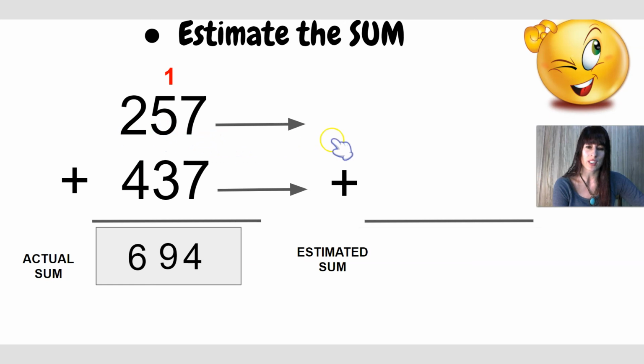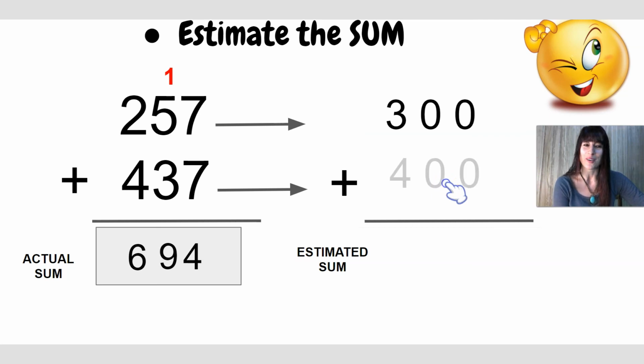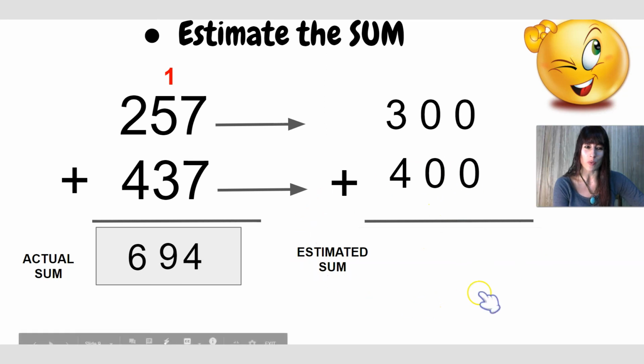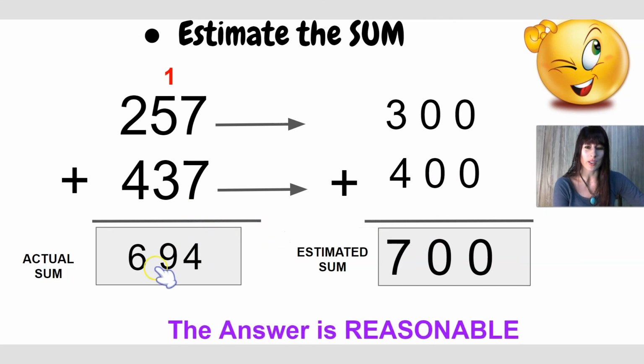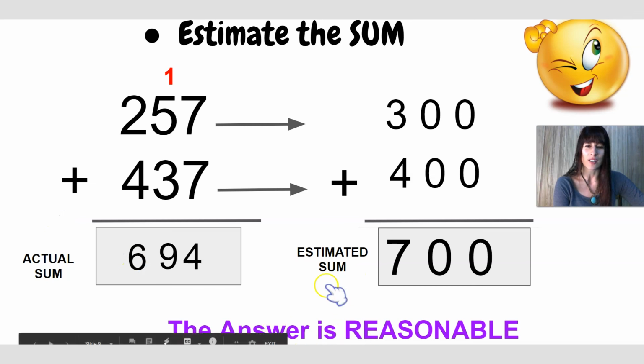Now what we need to do is, 257 needs to be rounded to the nearest 100. So let's round 257 to the nearest 100, and that is 300. And then 437 rounded to the nearest 100 will be 400. And now what we do is we simply do the estimated sum. So 300 plus 400 is 700. And we can look at these numbers now and say that the answer is reasonable because 694 is close to 700. And these are the steps you take to estimate the sum. And this is how you can tell if the answer is reasonable. We were rounding the numbers and able to make that conclusion.